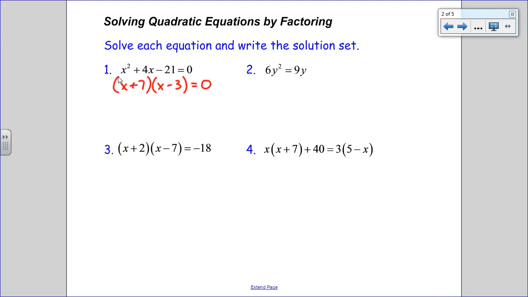Now we can think of the x plus 7 as factor A and the x minus 3 as factor B. And since the product of those 2 factors is 0, either x plus 7 must equal 0, or x minus 3 must equal 0. So we have 2 linear equations that we could solve. In the first case, the solution is negative 7. In the second case, the solution is 3. Both those numbers, then, are solutions of the original quadratic equation. And so we can write the solution set as the set containing negative 7 and 3.